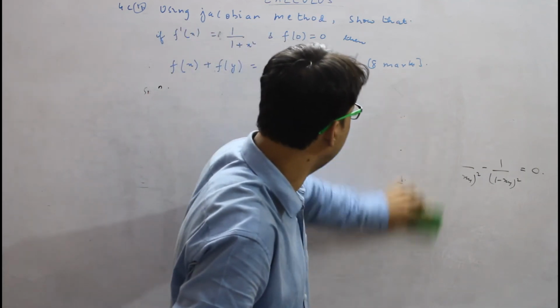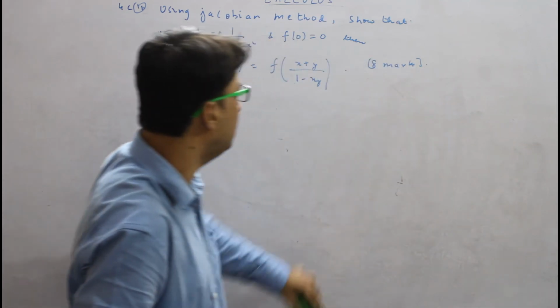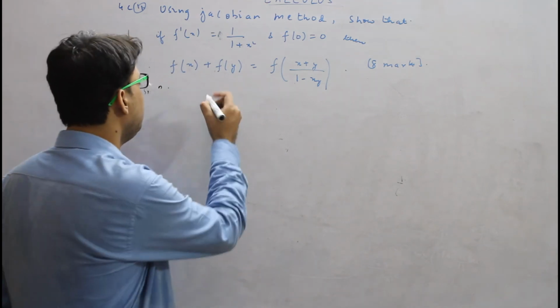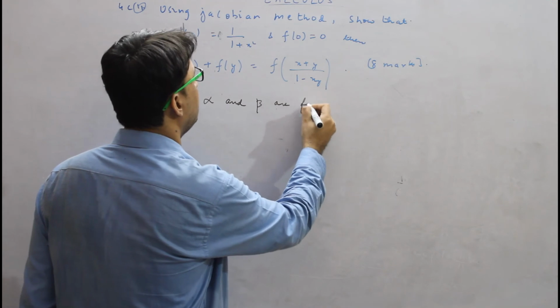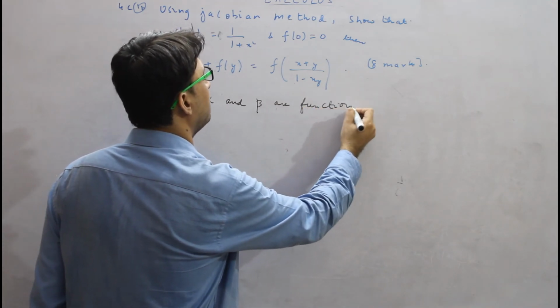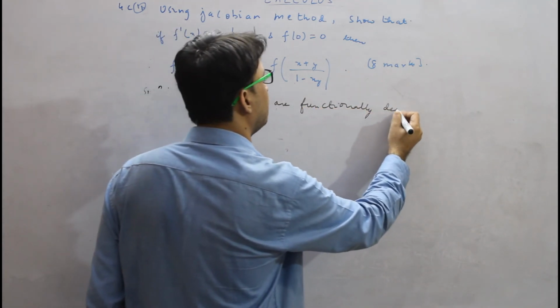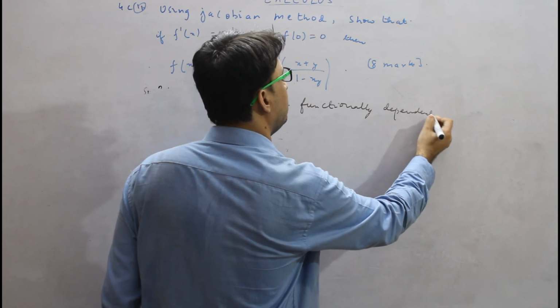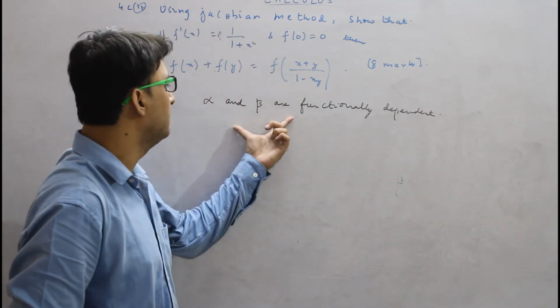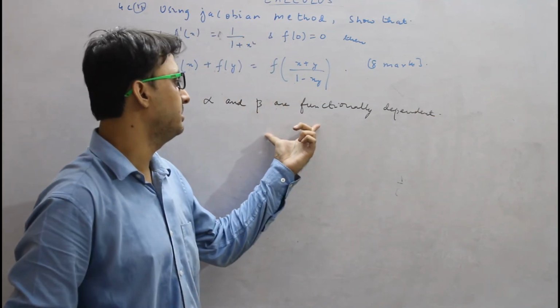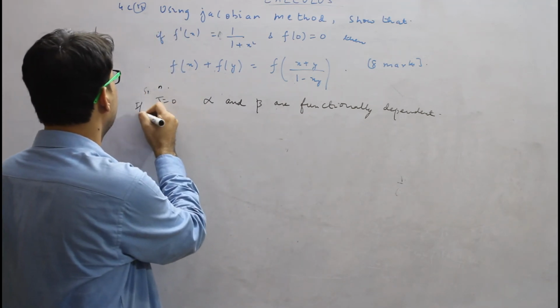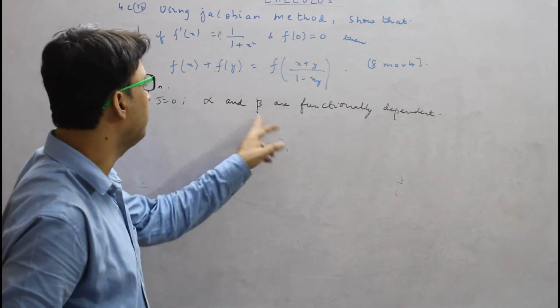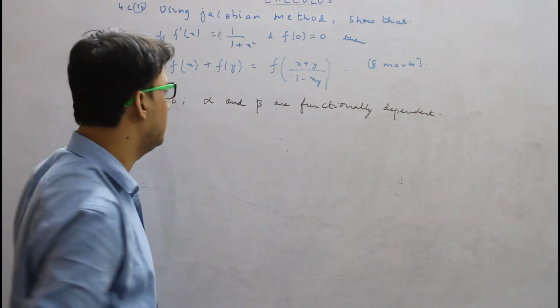So I will say that alpha and beta are functionally dependent. This is the prime understanding of Jacobian in the syllabus, that if Jacobian is 0, then those functions alpha and beta are functionally dependent.